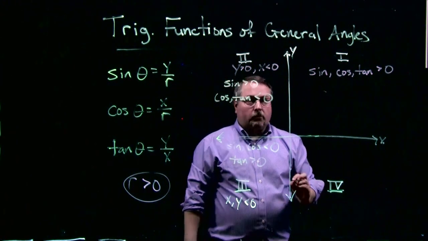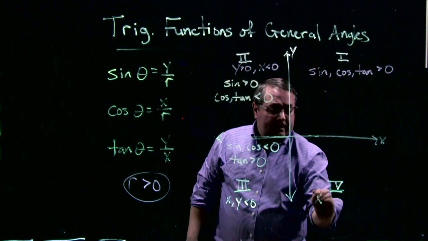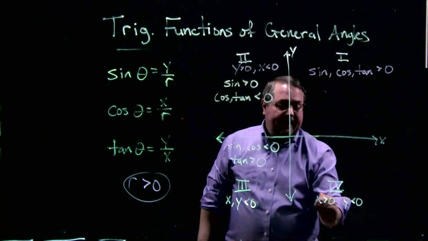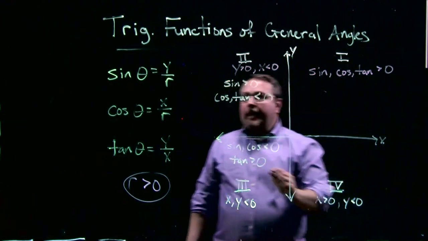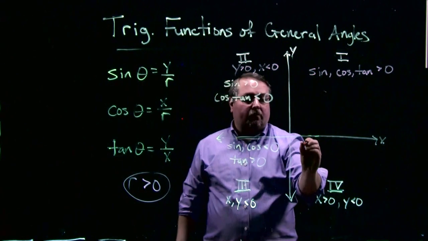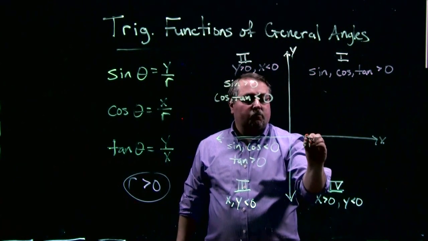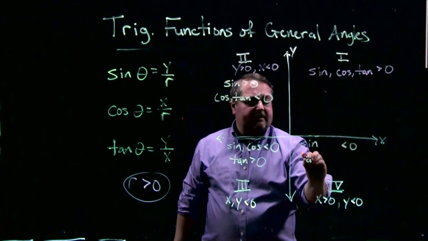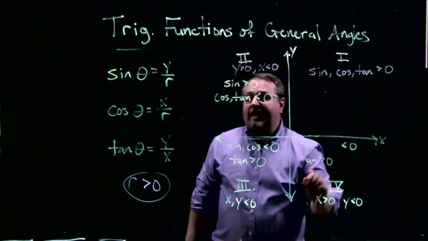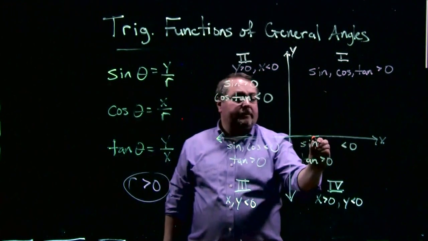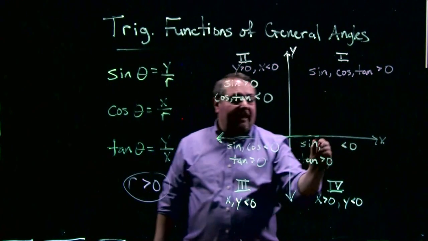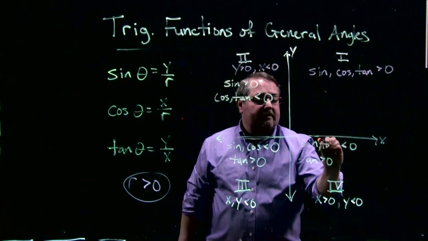And finally, in quadrant 4, x is positive and y is negative. And therefore sine, which is y over r, will be negative. Cosine, which is x over r, will be positive. And finally, tangent, y over x, will be negative over positive, which is negative.